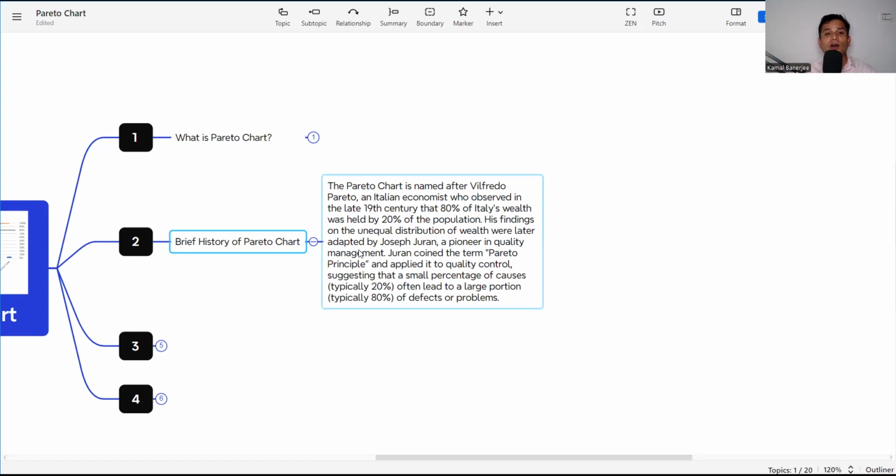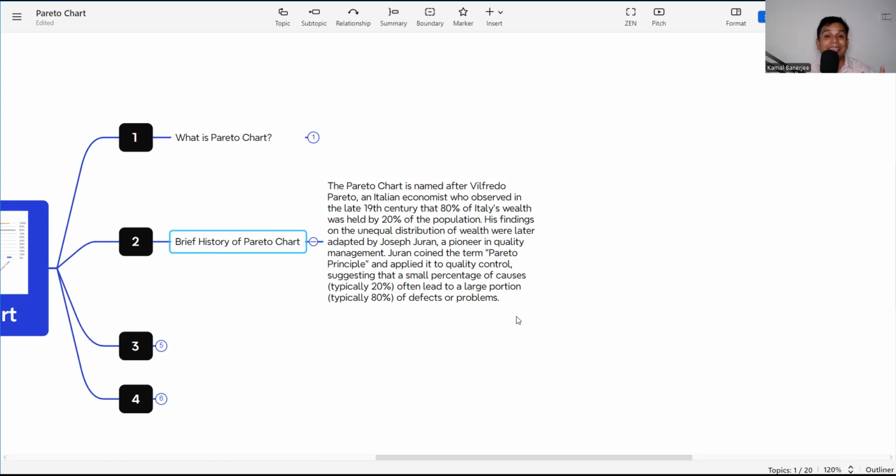So he was finding on the unequal distribution of wealth, which was later adopted by Joseph Juran, a pioneer in quality management. So this principle was adopted by Mr. Joseph Juran, who is the quality management guru. After that, people are using the Pareto principle or the Pareto chart in quality management. It is applied in quality control, suggesting that a small percentage of causes, typically 20%, often lead to a large portion, typically 80%, of defects or problems.